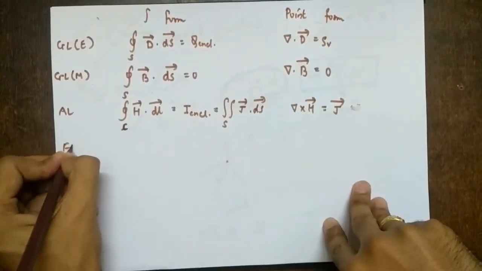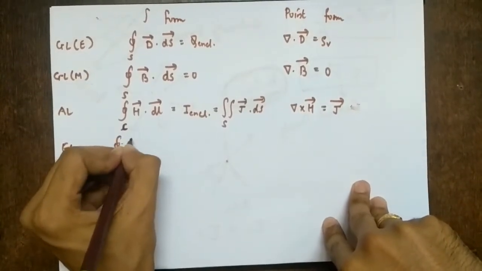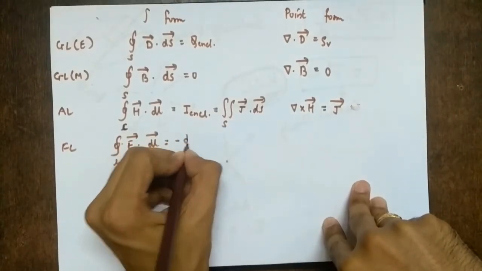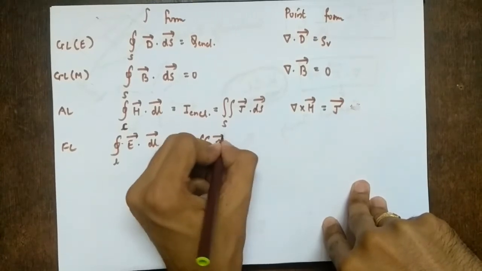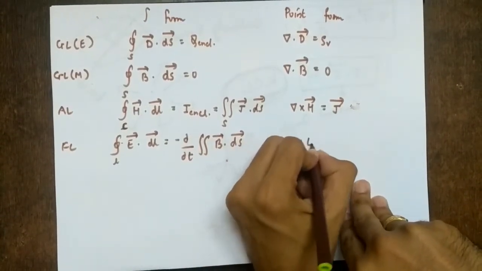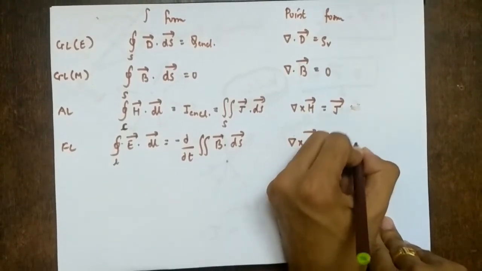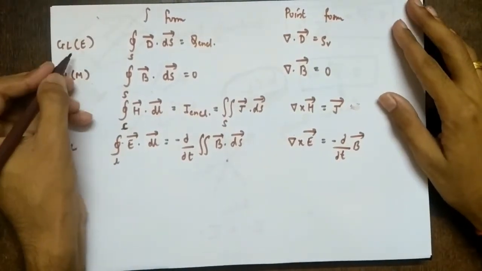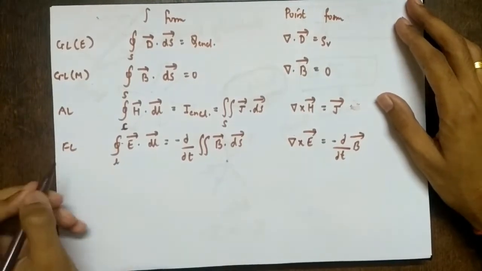Then finally we have Faraday's law. Closed line integral of E vector dot dl vector equal to minus partial derivative with respect to t of the surface integral of B vector dot dS vector. And the point form: del cross E vector equal to minus partial derivative with respect to t of B vector. So these are the four laws we studied: Gauss law, with two forms, electric field and magnetic field, then Ampere's law and Faraday's law.